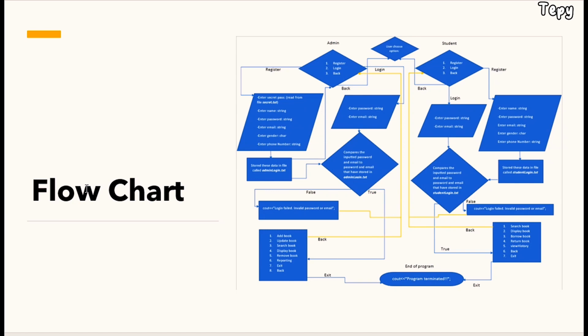If option 8, back, it will go back to the first thing, which needs to register and log in. And for student, it's the same thing. Student shows option 2, they need to register, enter name, password, email, gender, and phone number, and it will store in file student login.txt. They need to choose option 2 to log in, which needs to enter the password and email, and it will compare whether the register and login data are the same.